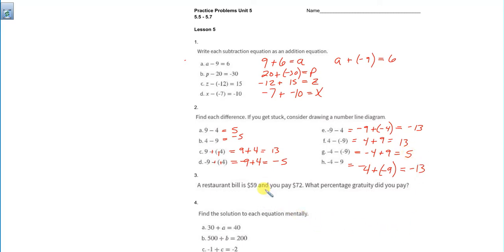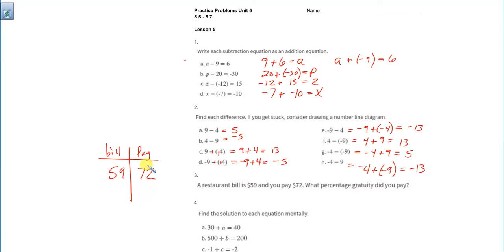And number 2, actually I got another minute. Let me go ahead and knock out number 3. Restaurant bill is $59. You pay $72. What percent gratuity did you pay? Well, the best way I can remember to do this is to think of what my bill was and what I paid as a proportional relationship, 59, and then boosting up to 72.